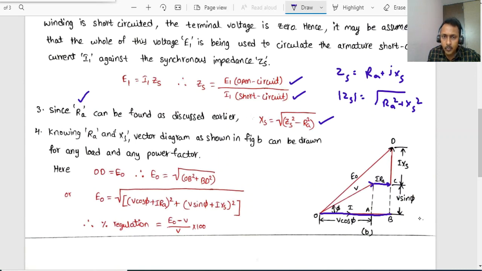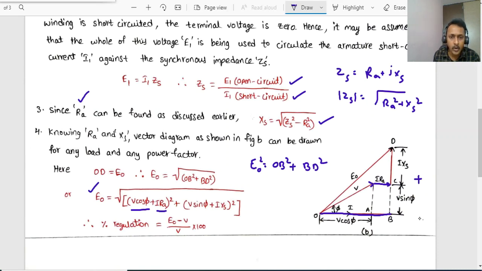E0 square will be equal to OB square plus BD square. But if you observe, OB is nothing but (V cos phi plus I RA) whole square, plus BD, which is nothing but (V sin phi plus I into XS) whole square. Based on that, we can calculate the value of E0.